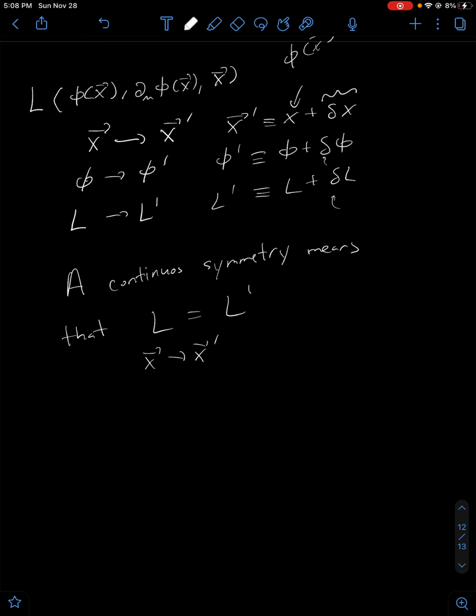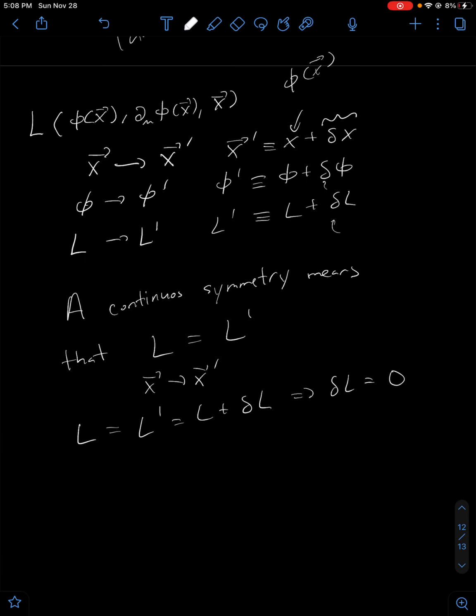So if L equals L prime, or L prime was L plus delta L, right? Which equals L plus delta L. This means that delta L is 0. This just makes sense, right? If our Lagrangian doesn't change under that transformation, this means that this delta L term will be 0, since our ending Lagrangian will be the same as our starting Lagrangian.